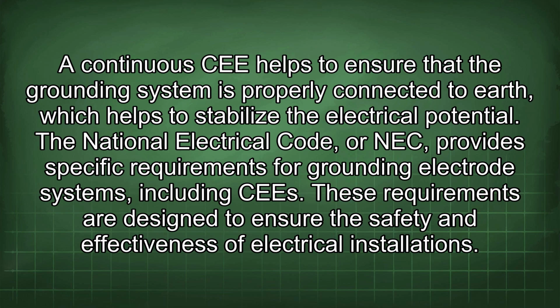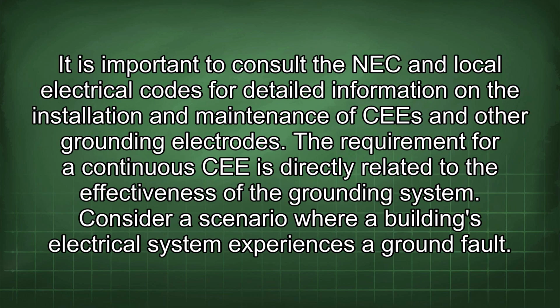The National Electrical Code, or NEC, provides specific requirements for grounding electrode systems, including CEE. These requirements are designed to ensure the safety and effectiveness of electrical installations. It is important to consult the NEC and local electrical codes for detailed information on the installation and maintenance of CEE and other grounding electrodes. The requirement for a continuous CEE is directly related to the effectiveness of the grounding system.